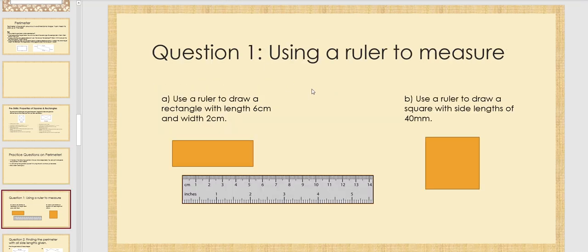Now for question 1, you are asked to use a ruler to measure a rectangle and for B to measure a square, and we have been given these measurements. Now it's a bit hard for me to draw without pen and paper, so I have put in the measurements of this rectangle. So let's focus on the rectangle first, and I've got an online ruler.